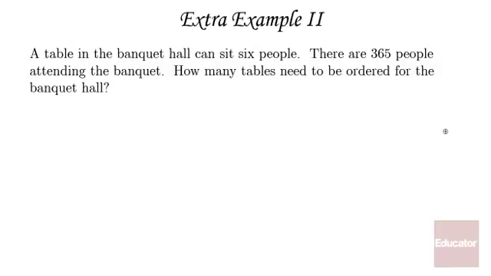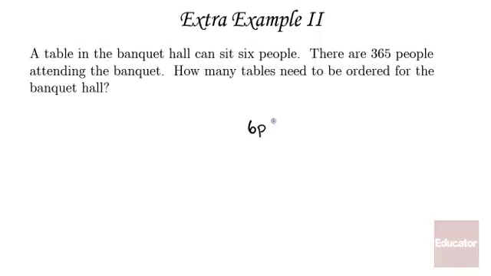A table in the banquet hall can sit 6 people. There are 365 people attending the banquet. How many tables need to be ordered for the banquet hall? So each table is able to sit 6 people. So we're going to say 6p. There are 365 people attending the banquet.